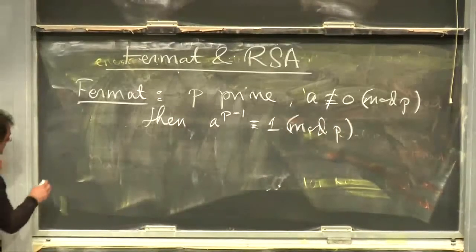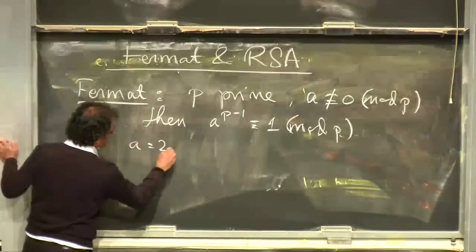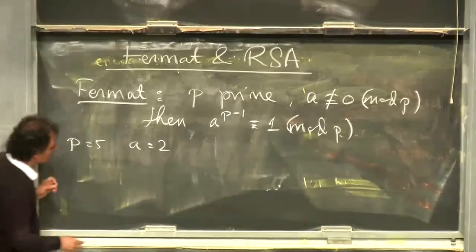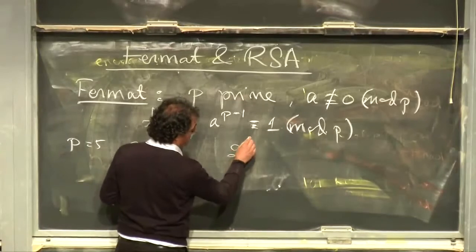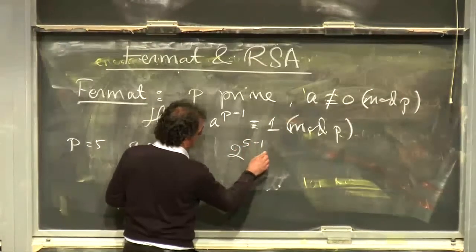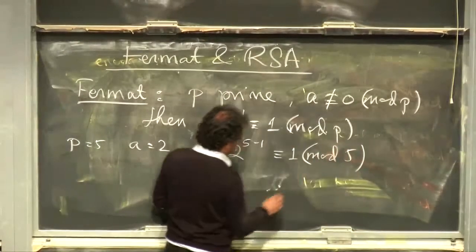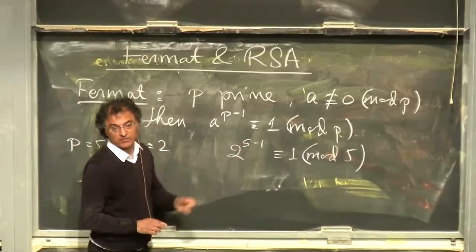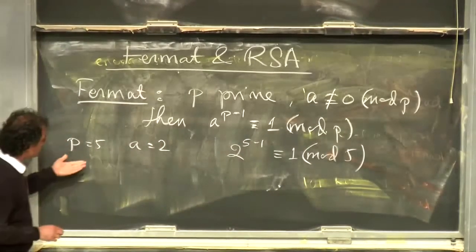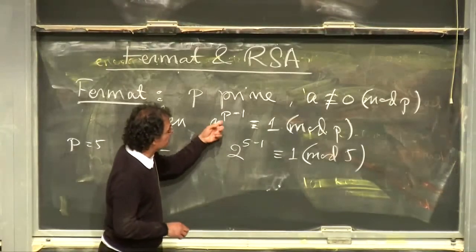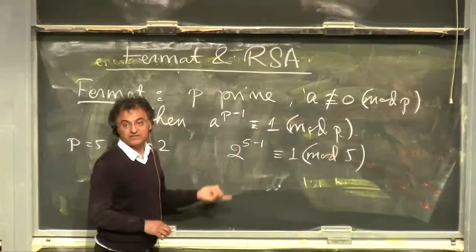Okay, so example, if you have P equal to 5, A equal to 2, then this says 2 raised to the power of P minus 1, 5 minus 1, must be congruent to 1 mod 5. And 2 to the 4 is 16, which is 1 mod 5. Right? So if you want to verify Fermat for A equal to 2 and P equal to 5, what you would do is raise 2 to the power 4 and see that it's 1.